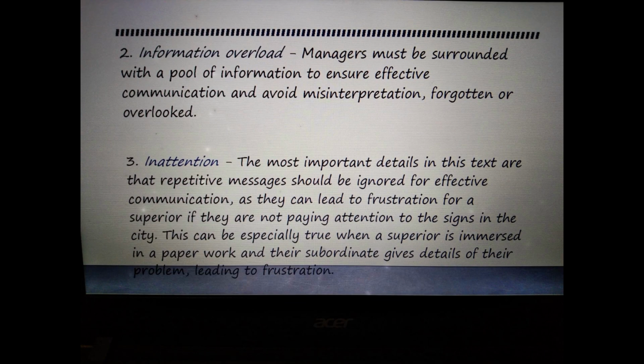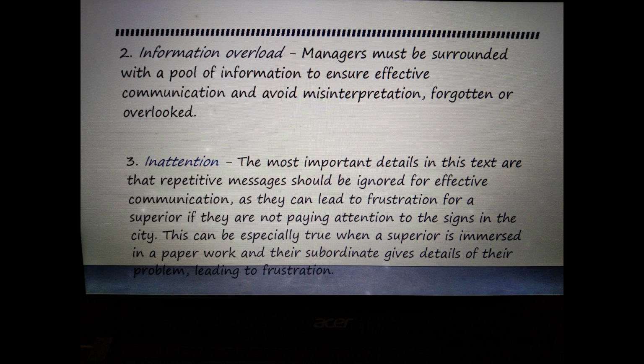This can lead to linguistic differences, as the same word may suggest different meanings to different individuals. Number 2, information overload. Managers must be surrounded with a pool of information to ensure effective communication and avoid misinterpretation, forgotten, or overlooked information.